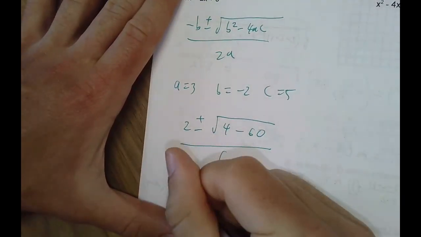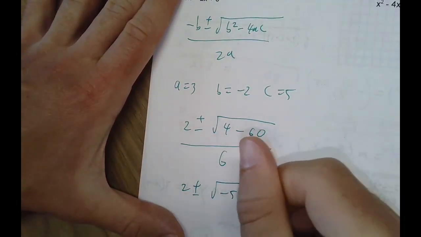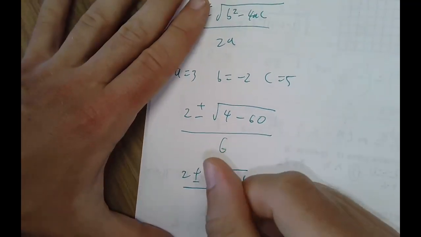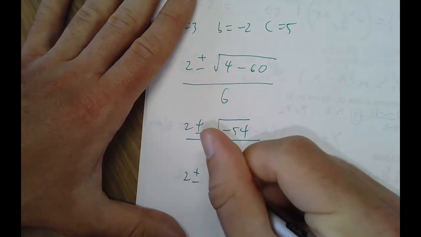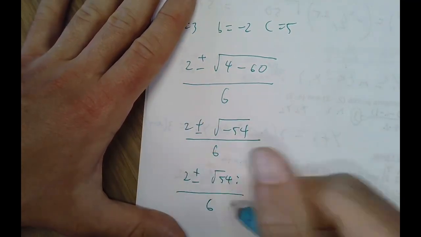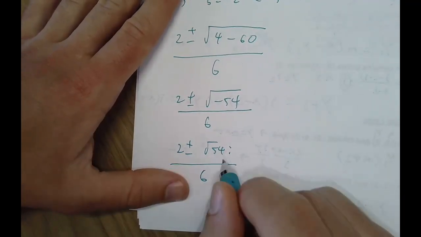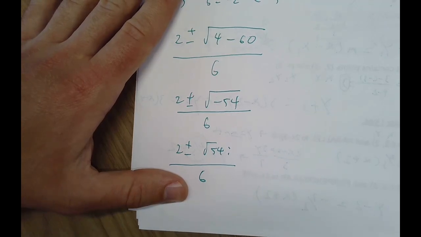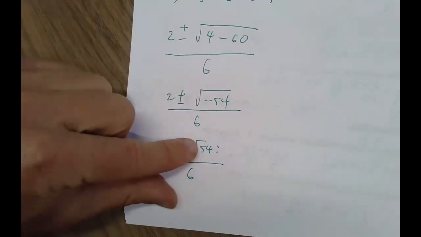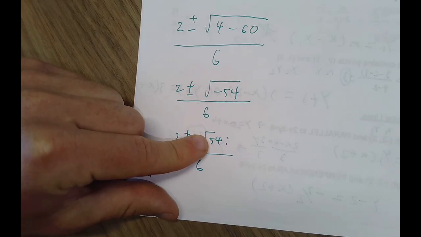4 minus 60 is root negative 54. We can't square root negative numbers, so this is going to have to be an i. So we're going to have 2 plus or minus root 54 i over 6, and we can actually keep going a little bit because root 54 is divisible by... hang on. This is divisible by 4. 54 is divisible by 4.